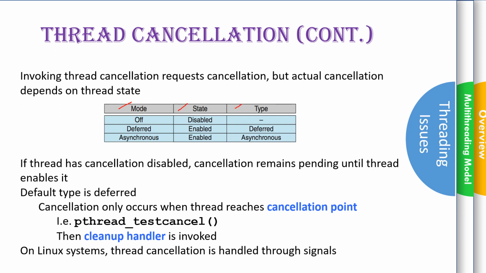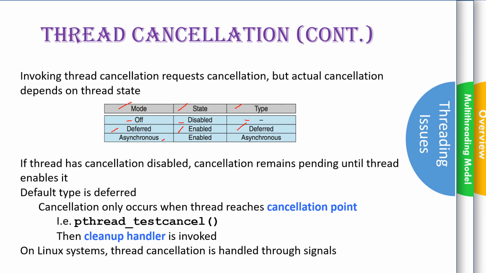If the thread is in off mode and it has disabled thread cancellation, then there is no issue, it will get cancelled. Whereas in deferred mode, if the state is enabled, then deferred cancellation will work. But if it is deferred and the state is disabled, then the thread cancellation will not occur until it enables this state. Next is asynchronous.